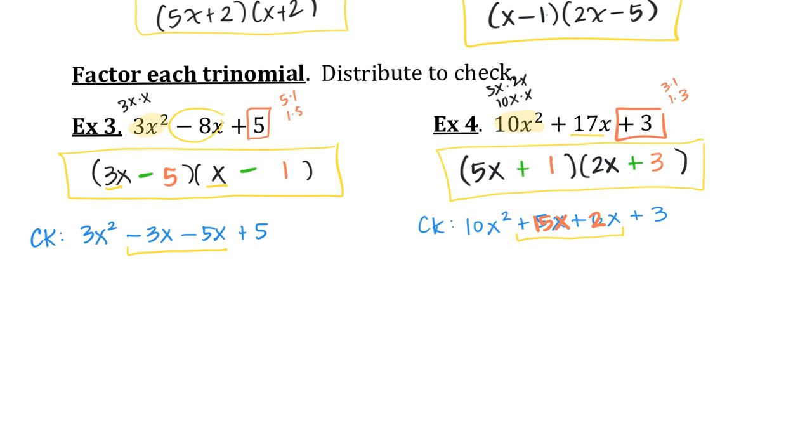Go ahead and try the practice problems carefully. You can try the box to check your answer, or you can distribute to check your answer. But don't get frustrated if you get it wrong. You just switch something and then try again.